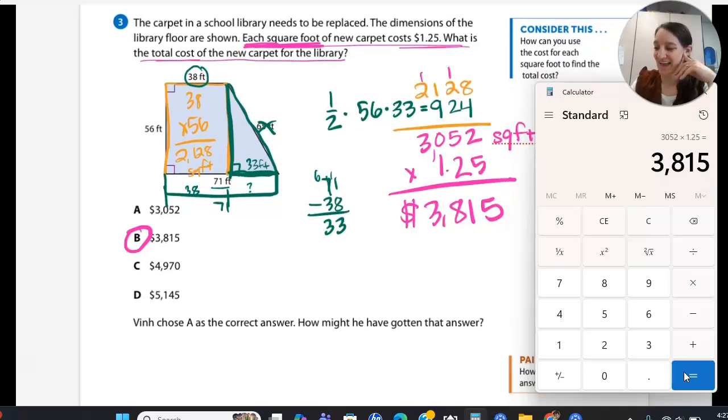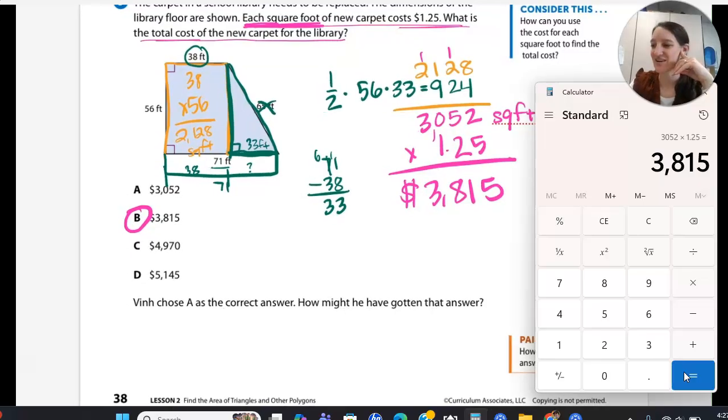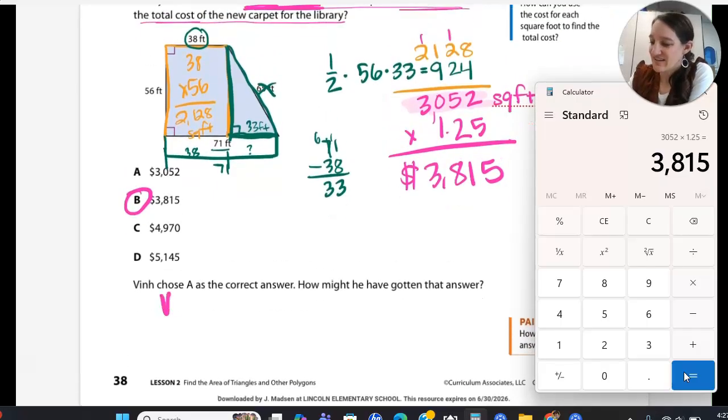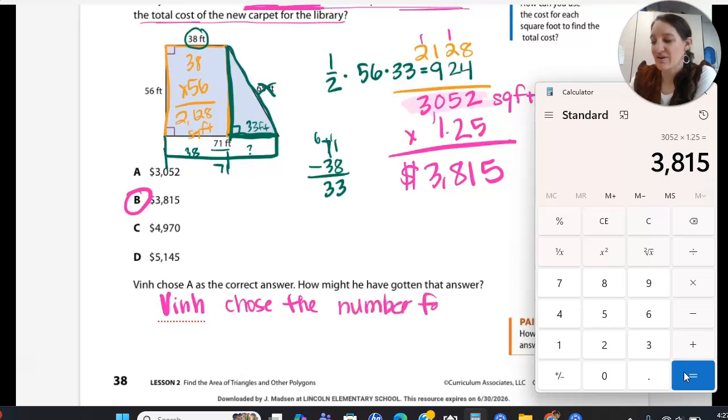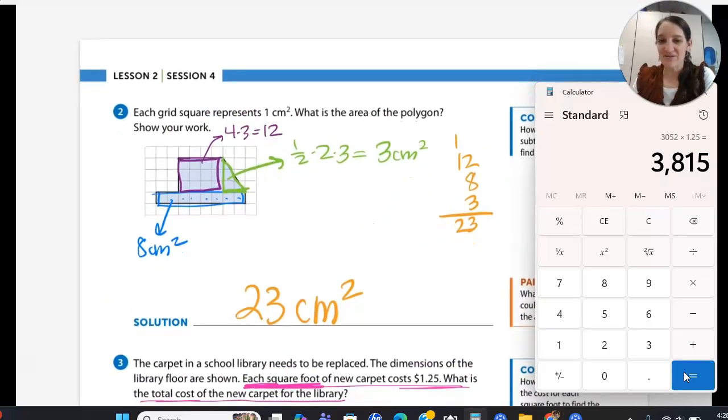Vin chose A as the correct answer. How might he have gotten that answer? I know exactly how he might have gotten that answer because I about did it, right? It's right there. So Vin chose the number 4 square feet, not for the price. Right? That label was square feet. That label was not the price. Cool, guys. Look how cool that is.